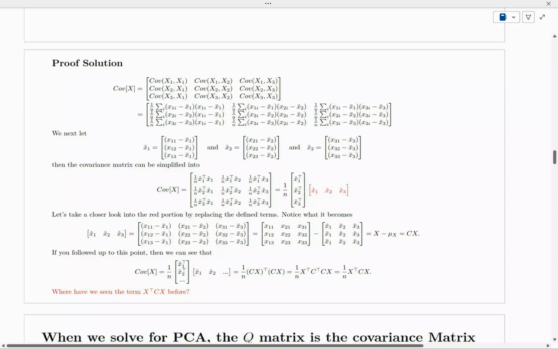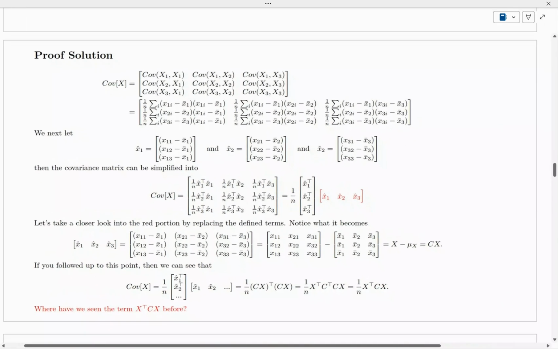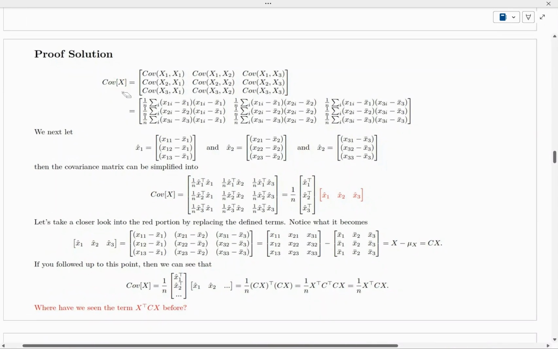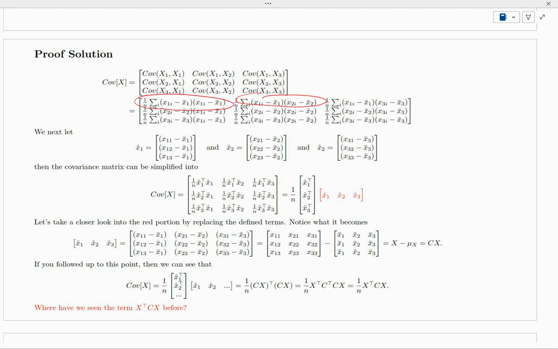All right, so the solution. As I told you, the covariance matrix is simply the covariance of every single combination of dependency: 1,1, 1,2, 1,3, 2,1, 2,2, 2,3, right? So now all we have to do is write the actual definition of the covariance for every single one of them.